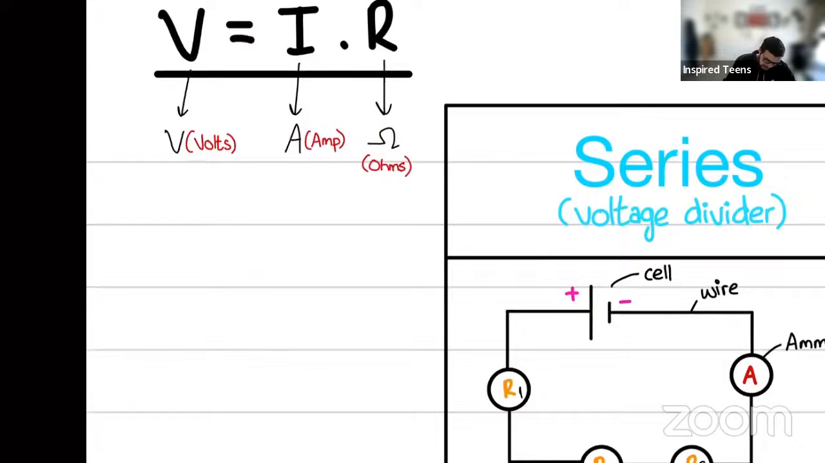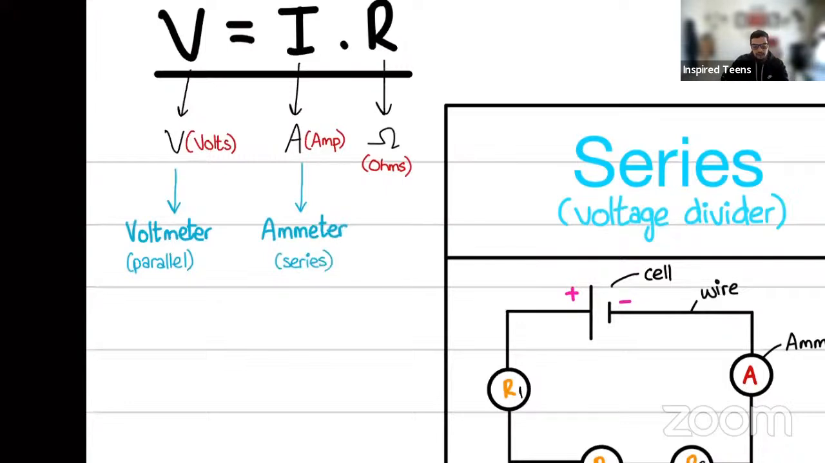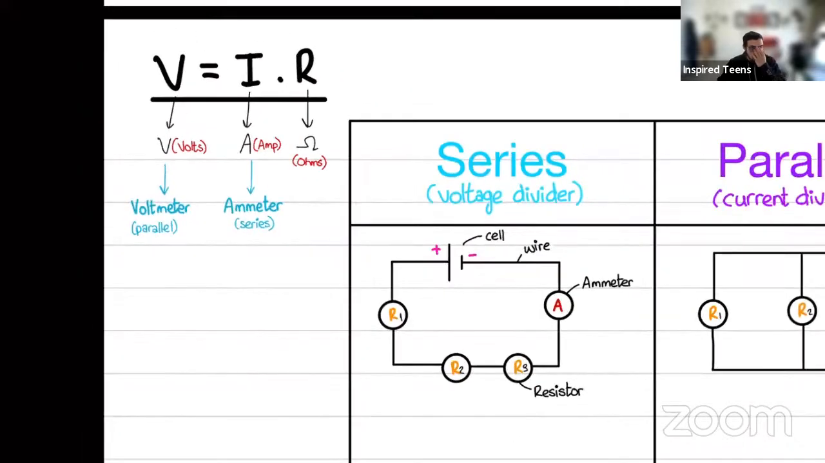Okay. Another thing to note is voltage is measured by a voltmeter, which is always connected in parallel, and current is always measured with an ammeter, which is always connected in series. Okay, so just other important things to note. Now, what is the difference between parallel and series? That's what we're going to go over next.